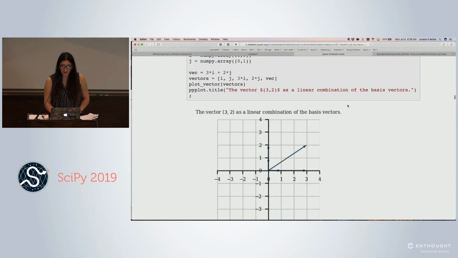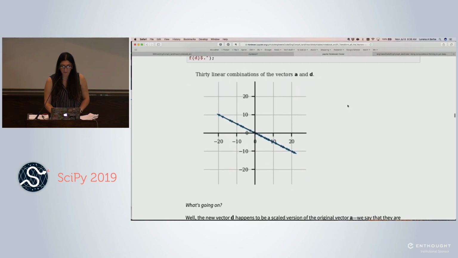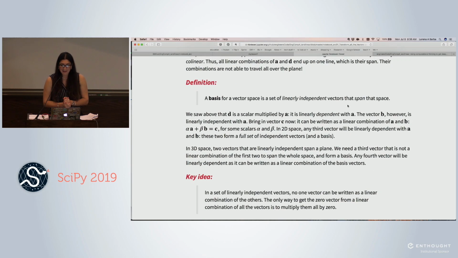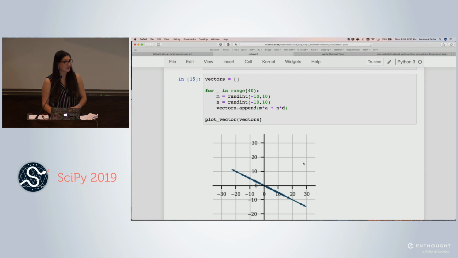So if we go back to our notes here, we're going to the official definition of what a basis is to show for you. A basis for a vector space, in this case, the vector space we're talking about is 2D space, is a set of linearly independent vectors that span the space. Linearly independent, that's not what A and D are. They lie on the same line. They're collinear, and that means they're linearly dependent. So there's a key idea here that you need the two vectors to be in some way independent of each other, not be on the same line, to be able to travel all over the plane in this case.